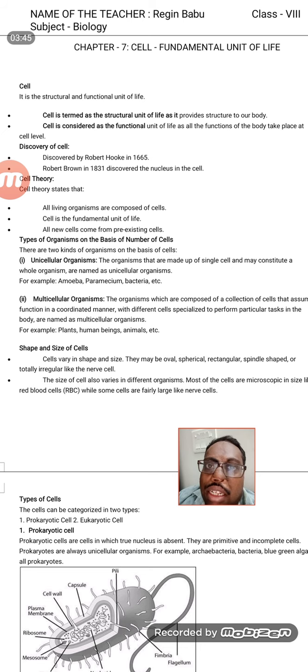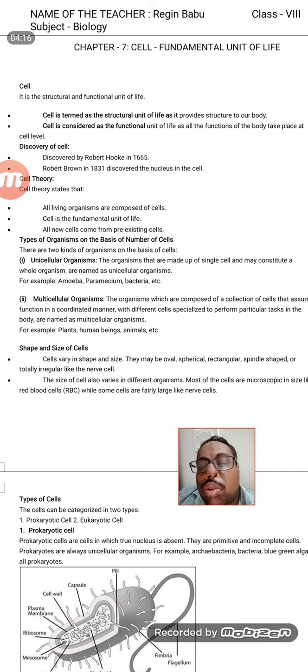This cell theory states that all living organisms are composed of cells. That means every organism is made up of cells. The cell is the fundamental unit of life, and all new cells originate from pre-existing cells. That is, a new cell can form only from an existing cell; it can't form directly in this world. That is not possible.